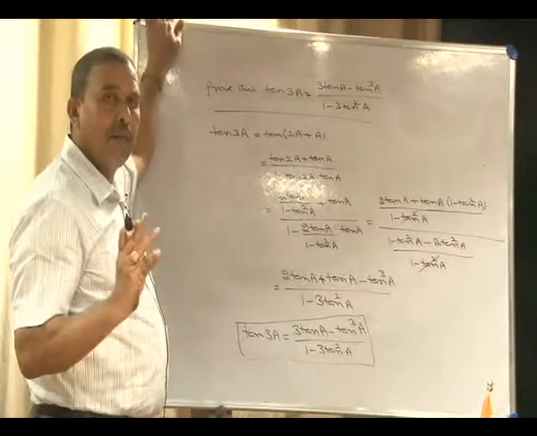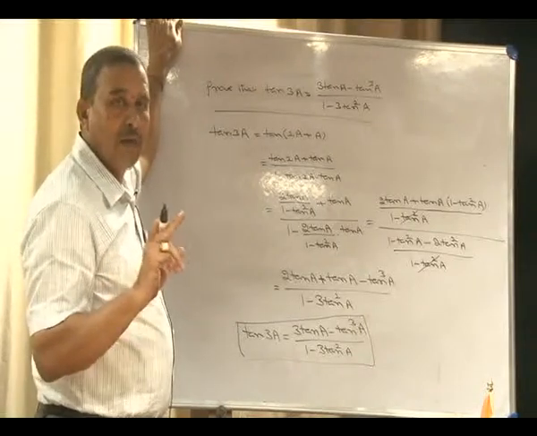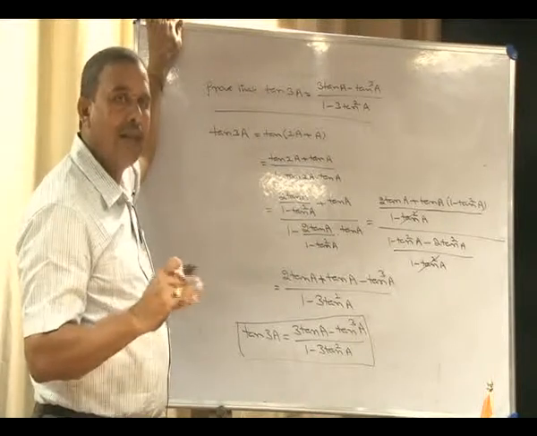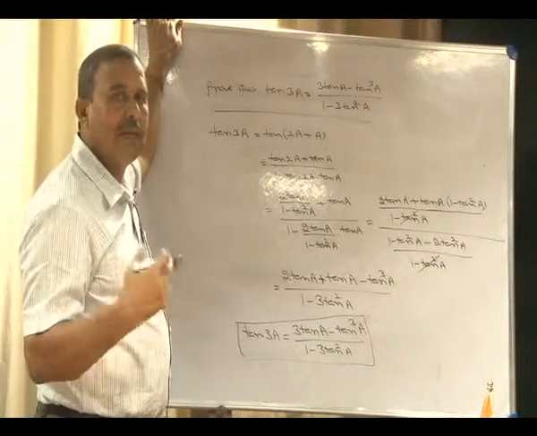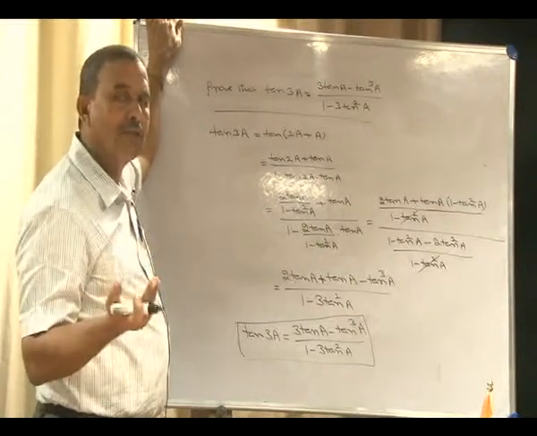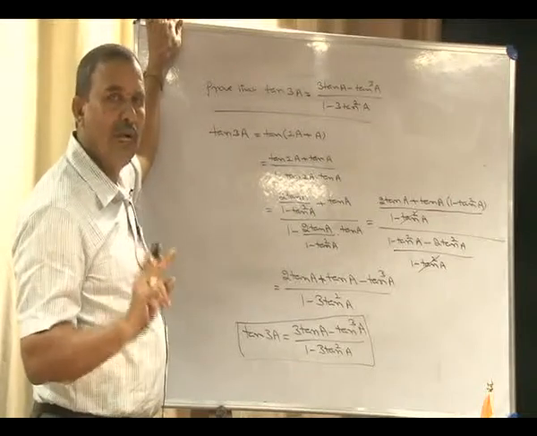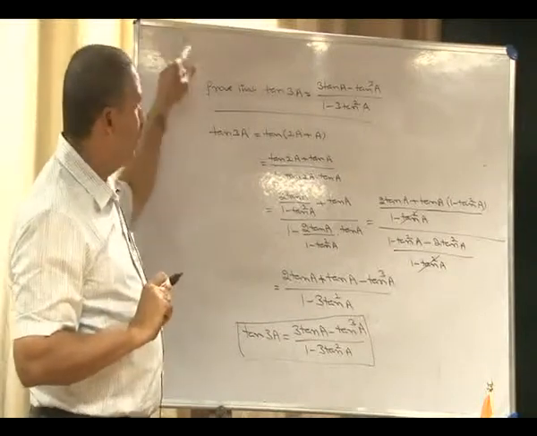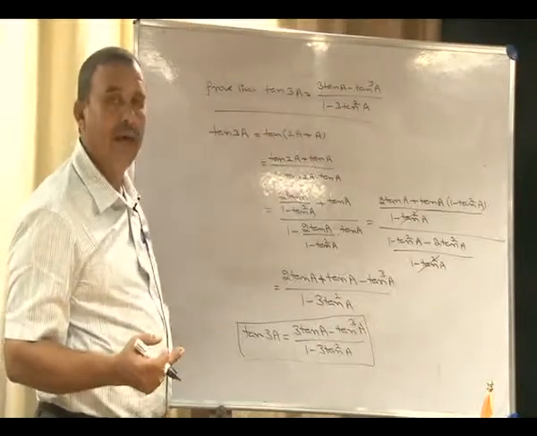The multiple angle formulas are sin 2A is 2 sin A cos A. The formula for sin 2A in terms of tan is 2 tan A by 1 plus tan square A. The formula of the second one, that is cos 2A, is cos square A minus sin square A, or 2 cos square A minus 1, or 1 minus 2 sin square A. The formula for cos 2A in terms of tan is 1 minus tan square A by 1 plus tan square A. The formula for tan 2A is 2 tan A by 1 minus tan square A.